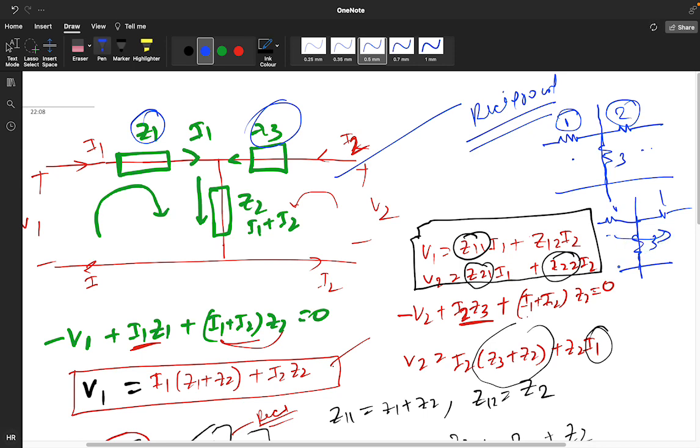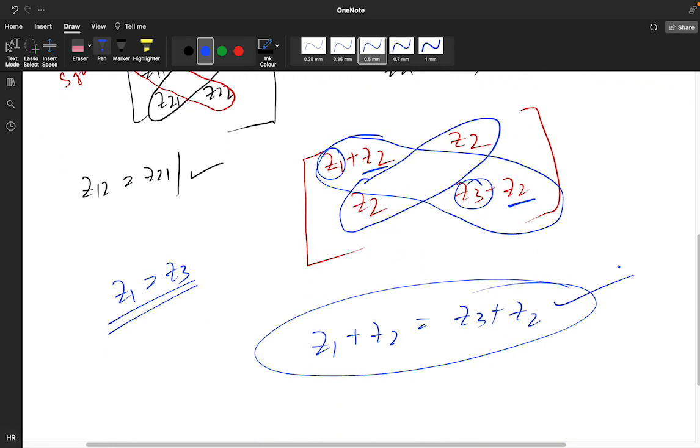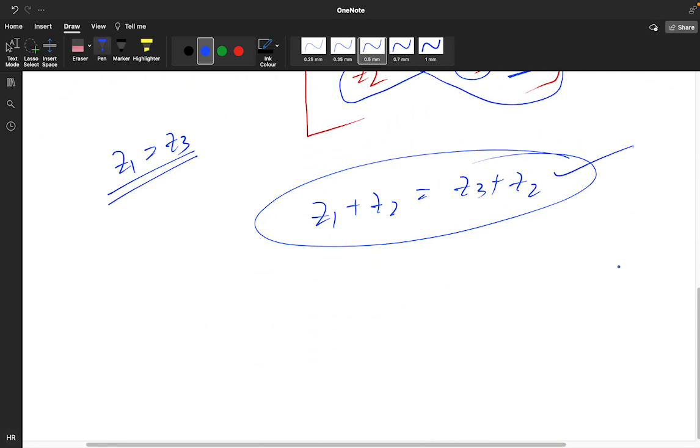Okay, Prasanna, is it clear? Prasanna? Is it clear or any doubt? Anish, is it clear? Priyanka, is it clear? Yes, sir. Yes, sir. Okay.